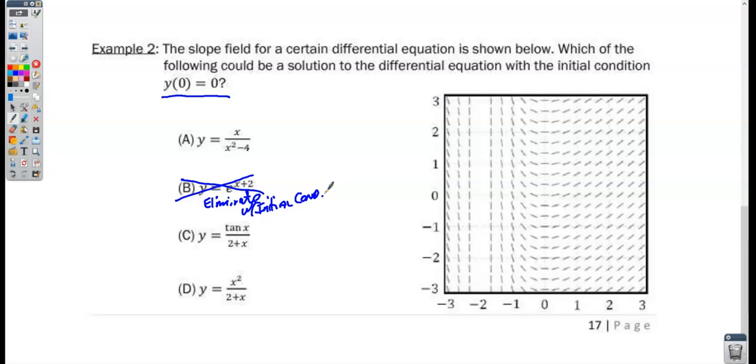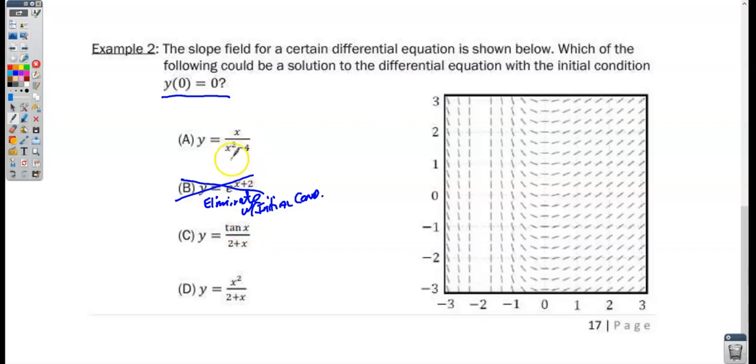So, looking at the slope field, the first thing that jumps out to me is that the slope is undefined at x equals negative 2, which means that at x equals negative 2, all of these denominators should be 0. That's true for choice D. It's true for choice C. It's also true for choice A.